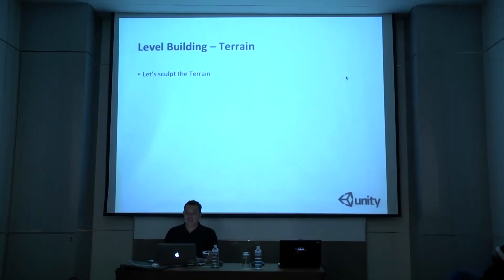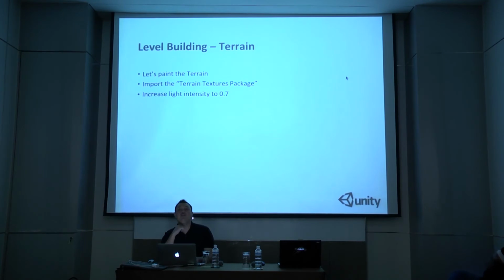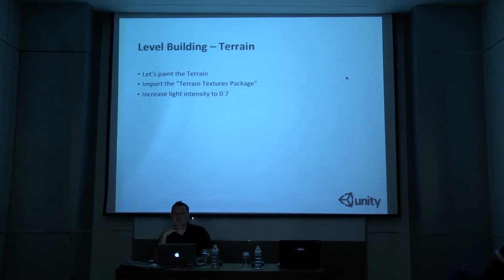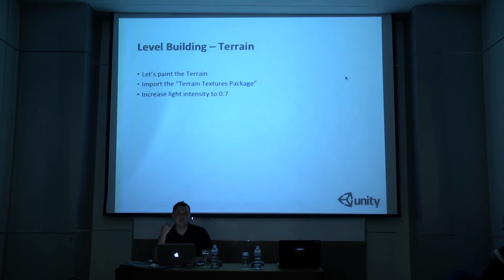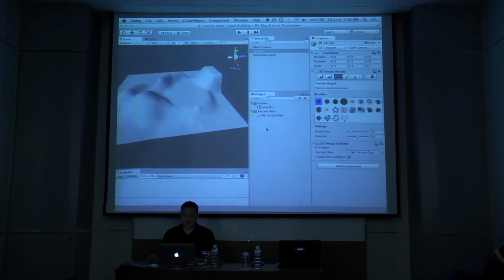So now let's look at painting the terrain. For this, if you're following along, you want to import the terrain textures package. And then after that, you want to increase the light intensity a little bit, because it will be too dark once we have textures on it. So I'm going to do that now.